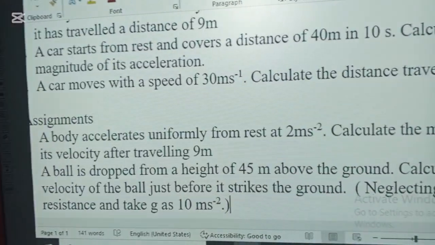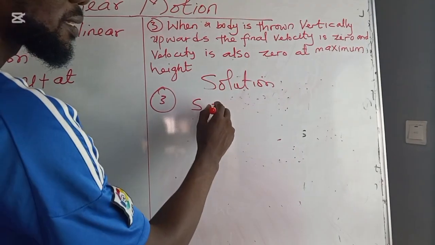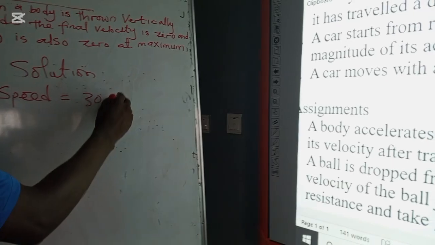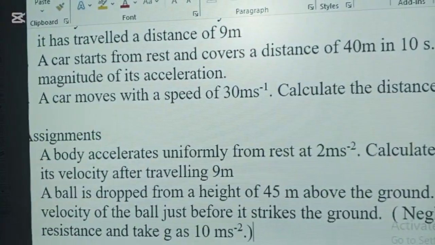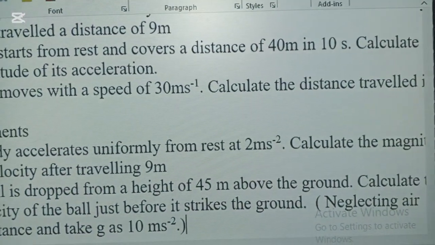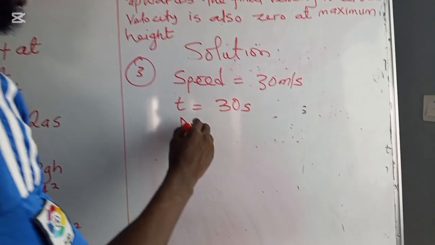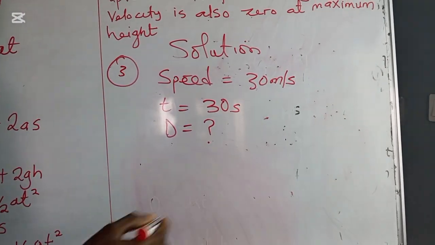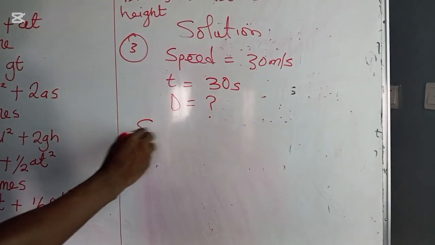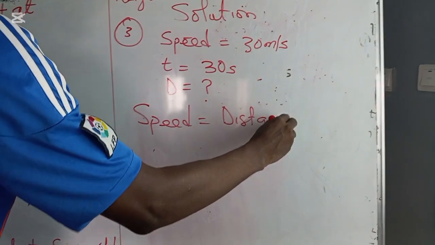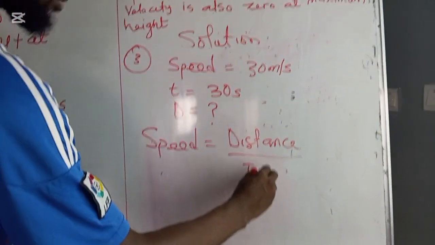So what are those parameters we have there? A car moves with a speed, so speed S is equal to 30 meters per second. And then we have time to be equal to 30 seconds. Now they said we should calculate the distance, so distance is what we are looking for. Now we all are aware of this formula. Let me write this formula. Speed is equal to distance over time. So this is the formula we're going to use.